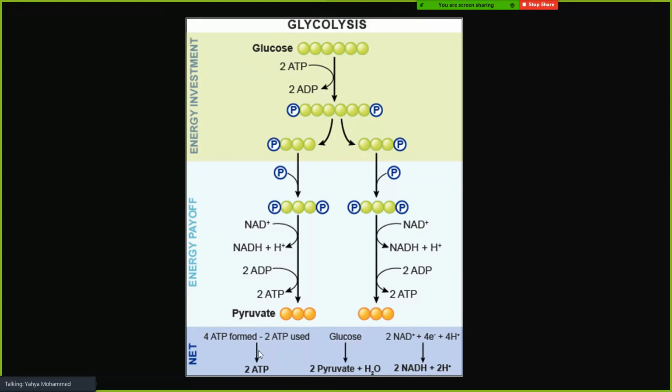So now we have pyruvate. At the end, pyruvate is being produced. This is the end goal right here. Some of these charged batteries are being produced, but pyruvate is the most important thing being produced here.